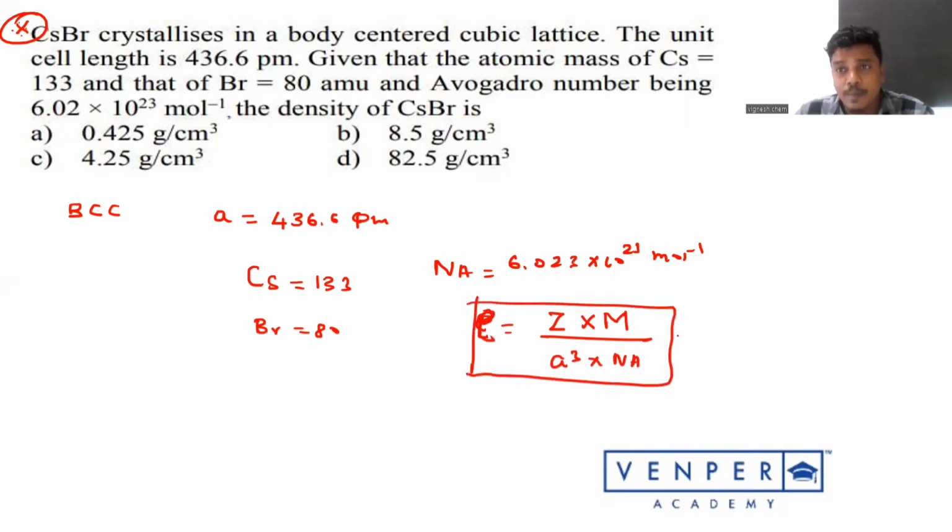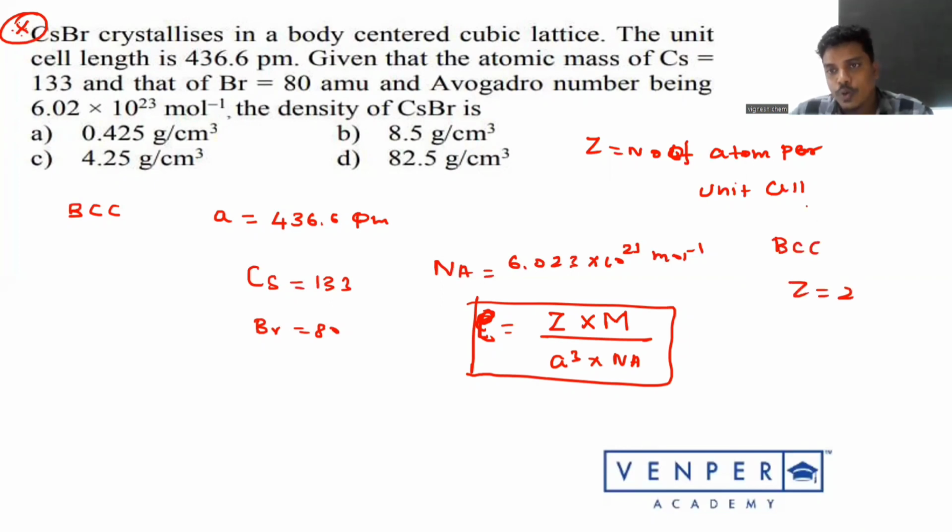What is Z? The number of atoms per unit cell. For BCC, what is the Z value? It is 2. For simple cubic, what is the Z value? Equal to 1. For FCC, what is the Z value? Equal to 4. Now we know what the Z value is.